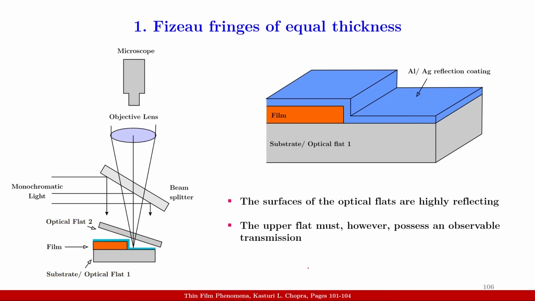The surfaces of the optical flats are highly reflecting, and for that, on the optical flat 1 as well as on the film, a thin layer of aluminium or silver reflection coating is provided. The upper flat, that is optical flat 2, must, however, possess an observable transmission.